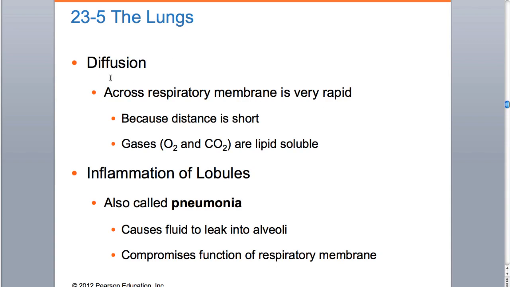So lungs, diffusion. Remember I said the distance between the blood vessel and the cell space for the lungs, the alveoli, that distance is short. We already know that respiratory membrane is lipid soluble. So what's crossing that membrane? Oxygen and carbon dioxide. So oxygen and carbon dioxide can cross that cell's membrane's barrier.